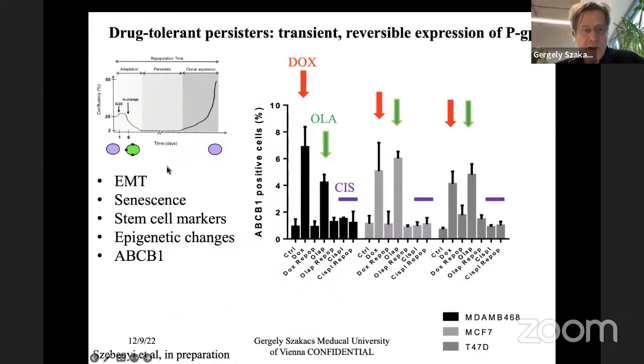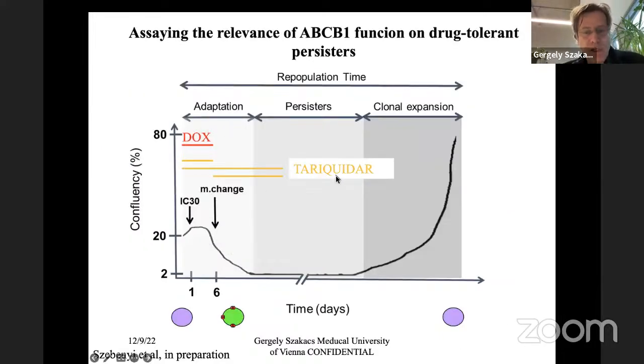So the big question is, you see no expression, then induced expression at the persister stage, and then no expression at the relapse. So can you do something about it? Is this relevant? Can you exploit the fact that persister cells show a transient, induced expression of PGP? So to address this question, you can deploy an inhibitor of the transporter.